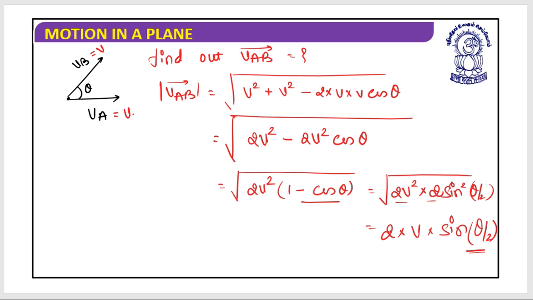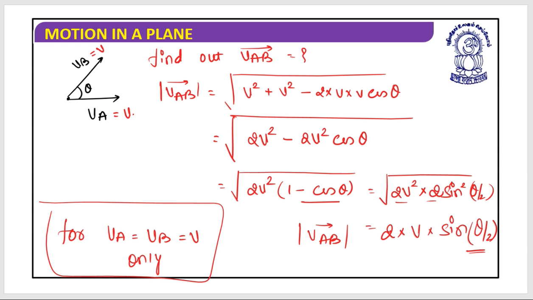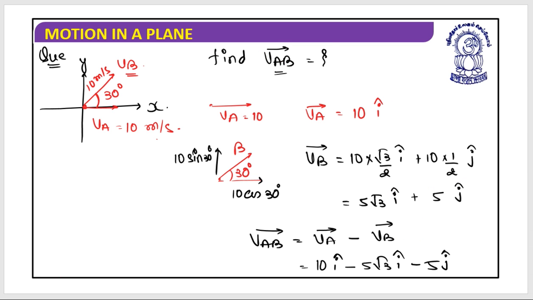This is the general relation to find the relative velocity, but it can be used only for VA equal to VB equal to V. Yes, if your magnitudes are equal, then and only then can you use it. So if you are using this relation, look at this. This is one of the approaches that we have already used. Now how can I do this?